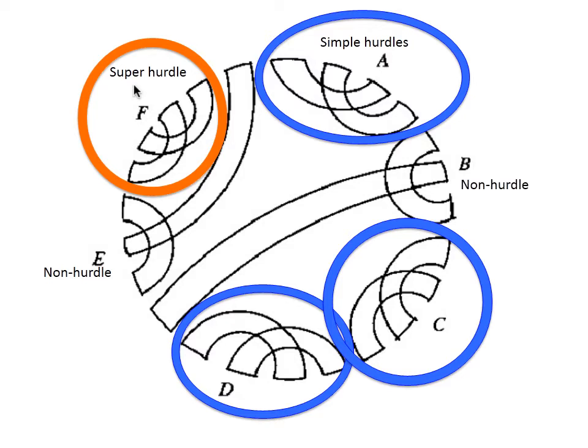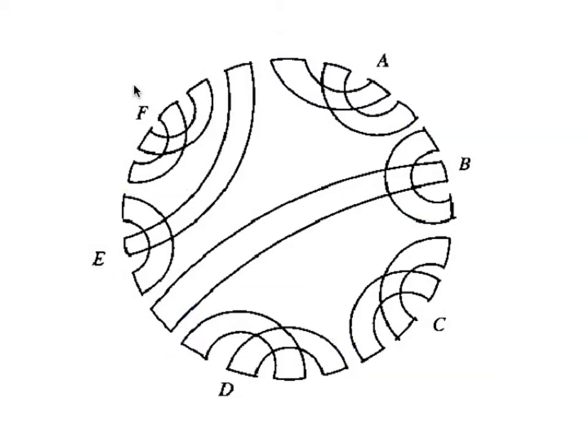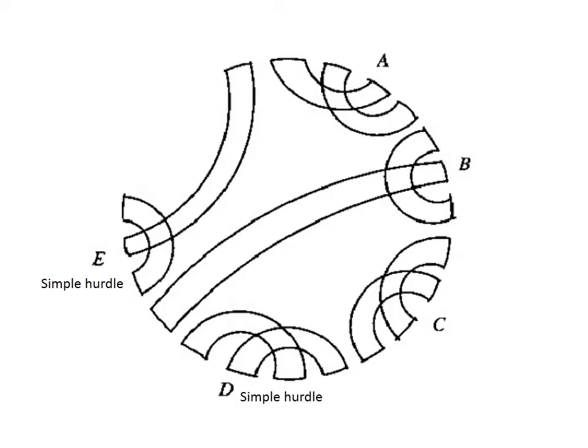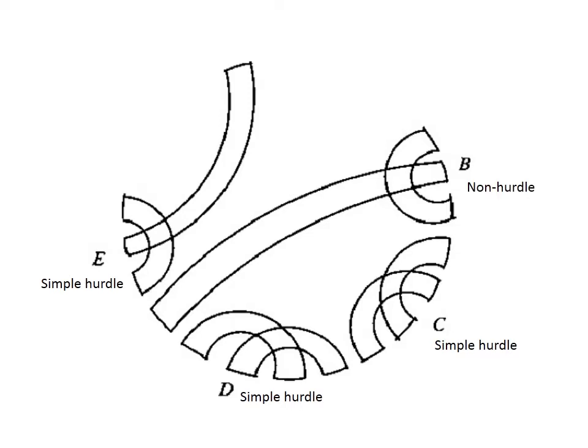You can see that A, D, and C are simple hurdles because if you removed any one of them, it wouldn't change anything else. So let's see what happens when we remove F. With F gone, E is now a simple hurdle. It's not separating any bad components from one another. D, C, and A are all still simple hurdles, and B is still a non-hurdle. Now if we remove A, E is now a super hurdle because E is protecting B. B is separating E from D and C, and if we remove E, B no longer separates bad components.